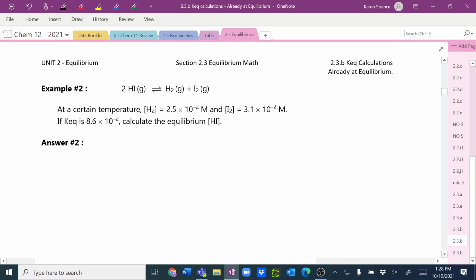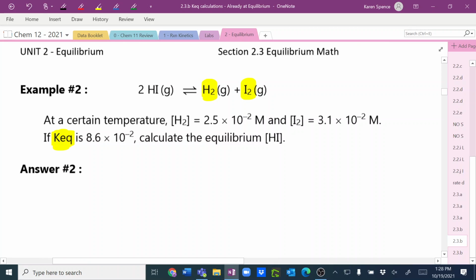Okay, at a certain temperature, we are given the concentration of H2 and I2, so we know the concentrations of H2 and I2. And we are also told our KEQ. So this is a little bit different. We're not just solving for KEQ, we're solving for one of the variables. But if you can do grade 9 algebra, you can do this question. So, first thing we're going to do is write our KEQ expression.